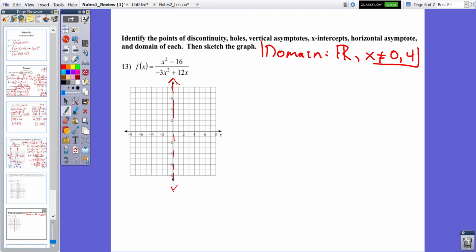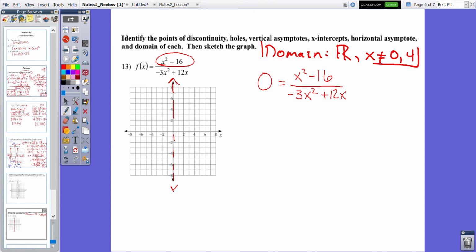Now, the nice thing about that is we can assume that when we talk about the function being 0, we're talking more so about the numerator. Here's what I mean by that. We set the whole thing equal to 0: x squared minus 16 over negative 3x squared plus 12x. Now if we wanted to, we could multiply both sides by our denominator.